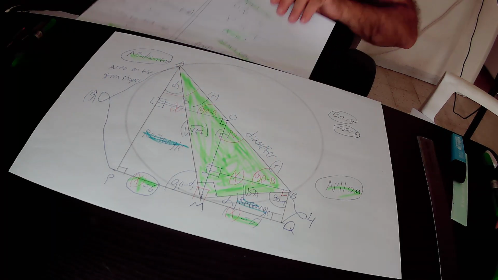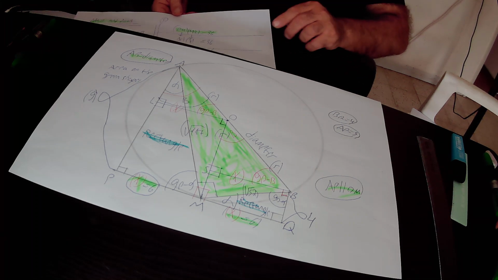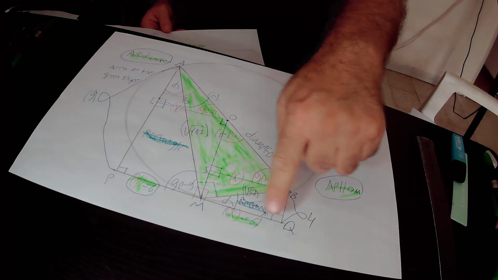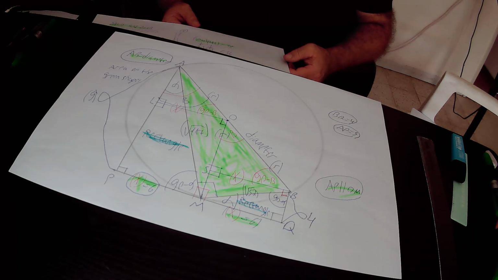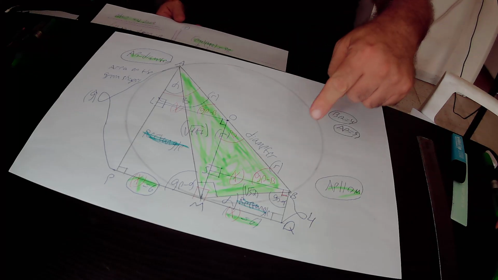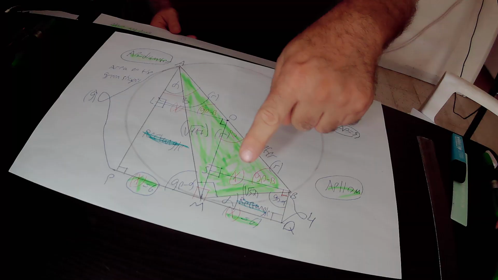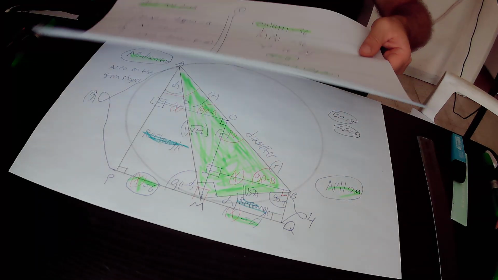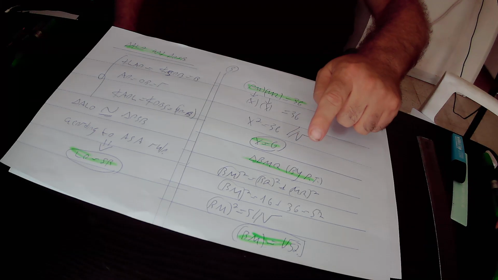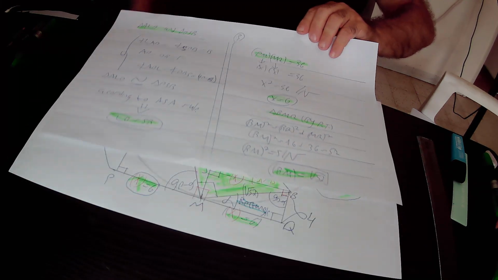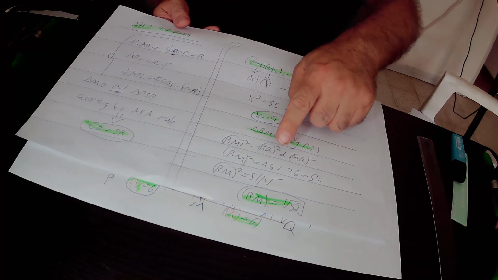In the next step, we applied the Pythagoras theorem to this small right triangle BMQ. According to the Pythagoras theorem, in any right triangle, the square of the hypotenuse equals the sum of the squares of the other two sides. So in the small right triangle BMQ, BM squared, the square of the hypotenuse, equals BQ squared plus MQ squared. BM is the missing side, so BM squared equals BQ squared.